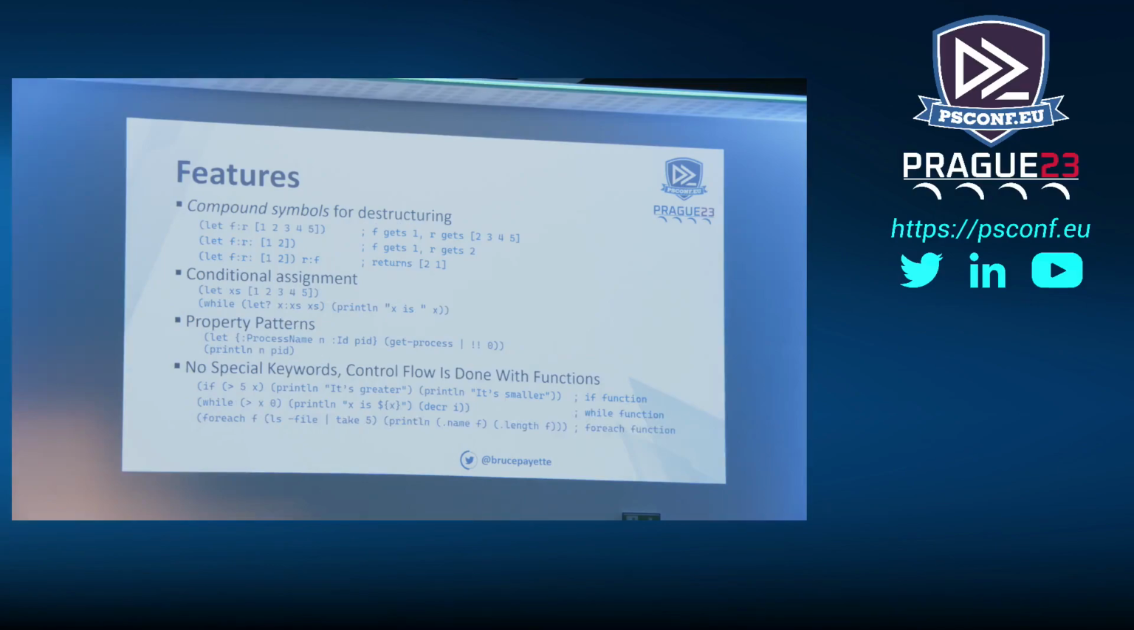So compound symbols for destructuring, we have property patterns. Compound symbols destructure arrays or lists. Property patterns destructure objects. In terms of flow control, PowerShell has a bunch of keywords. It has an if keyword, it has a while keyword, and so on. There are no keywords in a Lisp. They're just special forms, just another type of function.